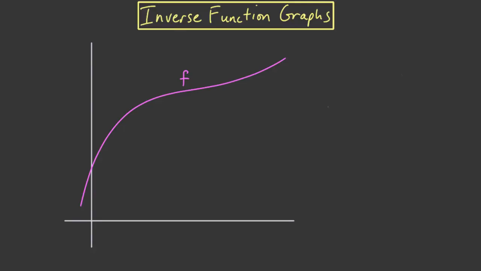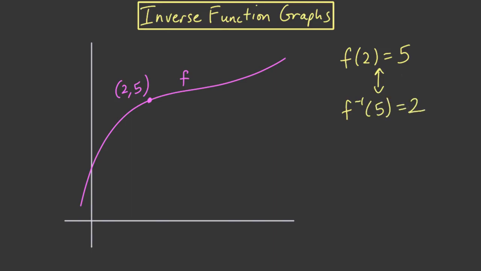Let's suppose that this is the graph for our function f. We said that (2, 5) is on the graph, and so that means that when you input 2 into f, you're going to get 5. Now, if f has an inverse function, that would mean that f inverse of 5 equals 2. So for f inverse, 5 is the input and 2 is the output.